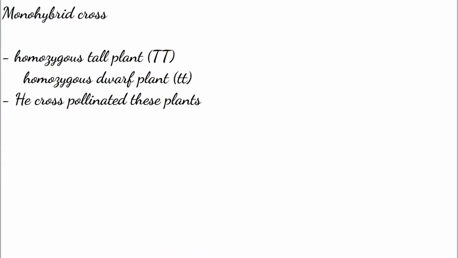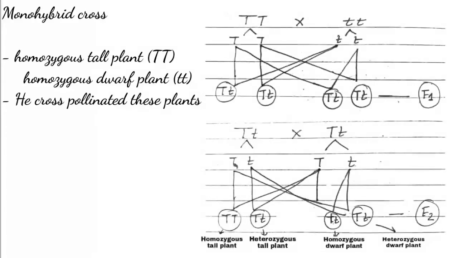took a homozygous tall plant, which is represented as capital TT, and a homozygous dwarf plant, which is represented as small tt. Correct? I repeat, homozygous tall plant is represented as capital TT, homozygous dwarf plant is represented as small tt. Correct? What did he do? Yes, he cross-pollinated these plants. And the result obtained was what? All the plants were tall in the F1 generation.